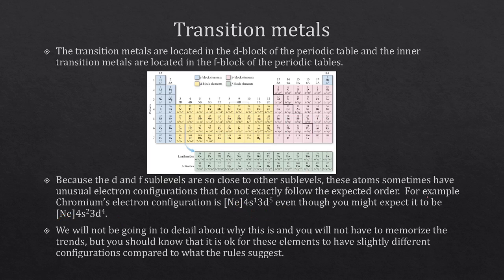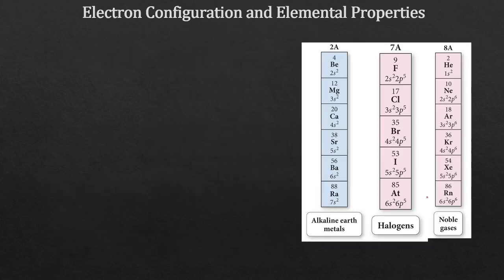We're not going to go into detail about why. You don't need to memorize those trends. But you should know it's okay for these elements to have slightly different configurations. So the transition metals and the inner transition metals are going to be elements that we do not talk as much about in general chemistry. We'll still use them. We'll definitely have compounds with them at times, but we're going to spend more time on the main group elements. And just to mention that.